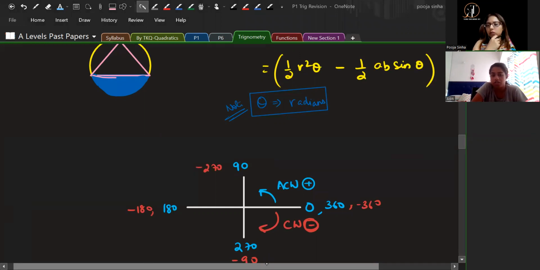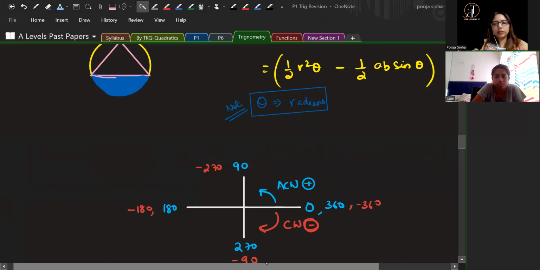Have you reached area in school? Have you started area of a sector? No, we have mostly gone up to arc length. Arc length is done? Yeah. Okay. Is there any confusion in what we have done so far? No, I understand. Okay, very nice.